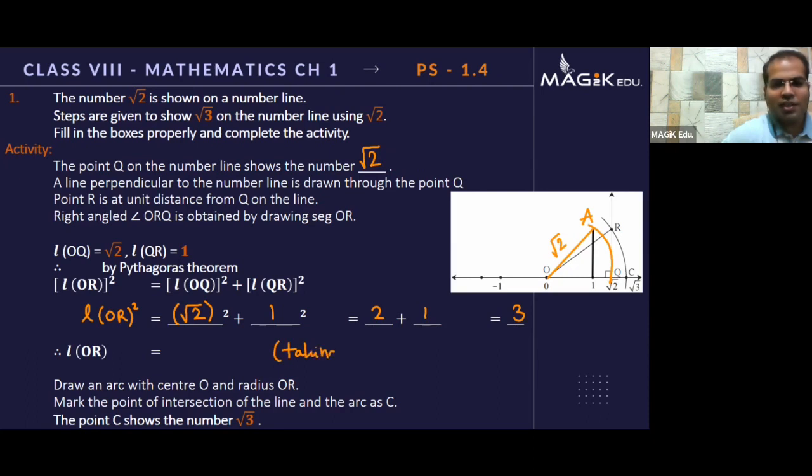थोड़ा मन में भी कर सकते हैं, तो अगर हम टेकिंग स्क्वायर रूट करेंगे तो आपको पता है लेफ्ट साइड से स्क्वायर रूट साइन कट जाएगा तो ये बचेगा सिर्फ OR, and राइट साइड पे जो √3 है वो बन जाएगा √3 यूनिट्स। How simple is that.